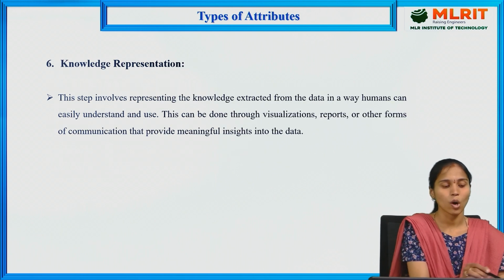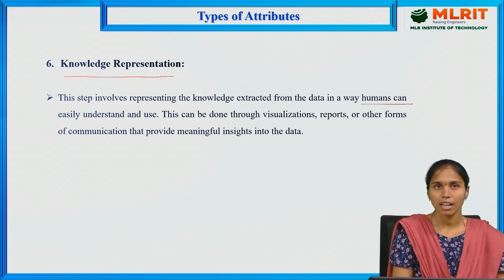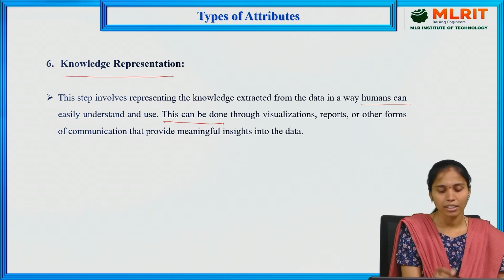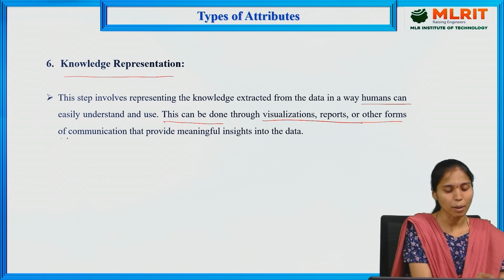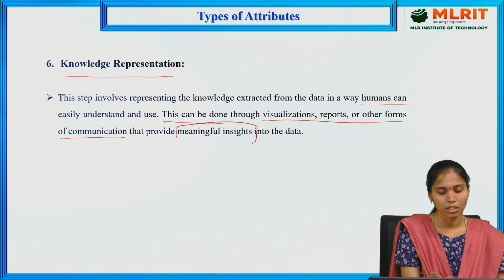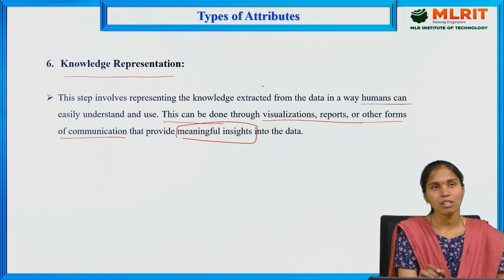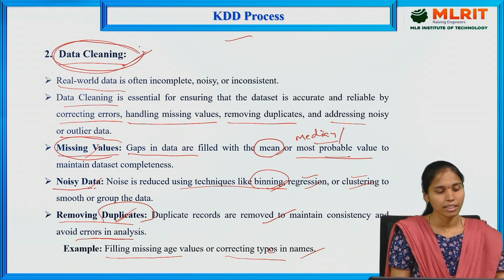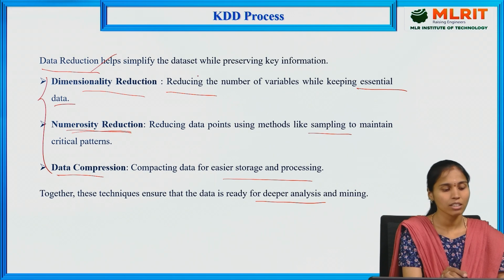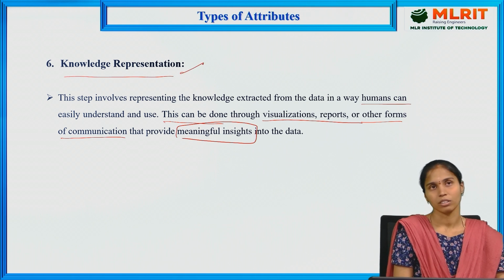The last step is knowledge representation. This step involves representing the knowledge extracted from the data in a way humans can easily understand and use. This can be done through visualization, reports, or other forms of communication that provide meaningful insight. So this is the KDD process. KDD involves several steps: data selection, data cleaning, data transformation and reduction, data mining, evaluation and interpretation of results, and knowledge representation. Okay, thank you.